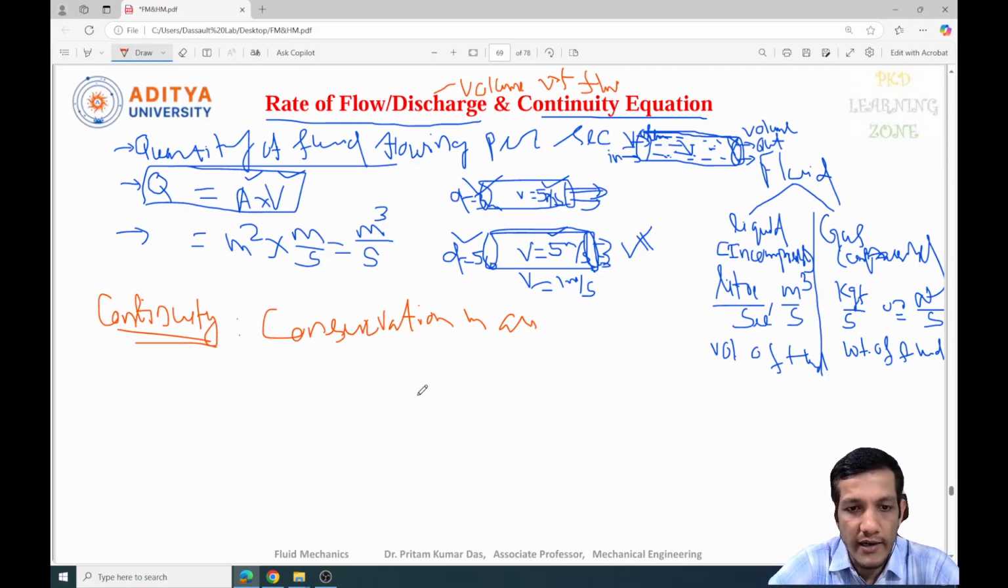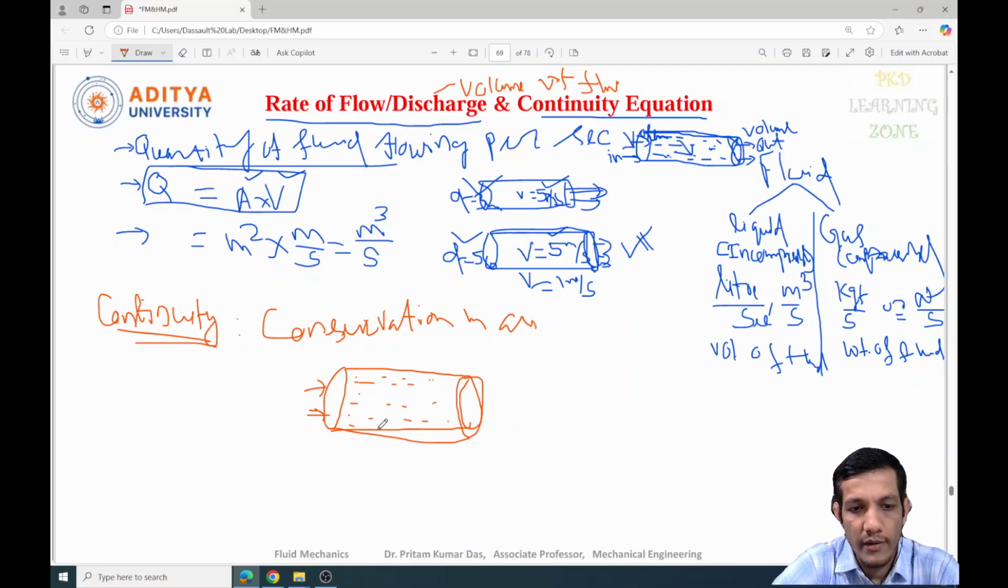Let me again draw one pipe. As I already told you previously, in this pipe the inlet diameter and outlet diameter should both be the same. The quantity of fluid which is flowing will also be the same throughout. And the mass of fluid which is flowing inside this pipe will also be the same: the mass of fluid coming inside is the same mass of fluid that goes outside. So the principle of conservation of mass is nothing but the continuity equation.